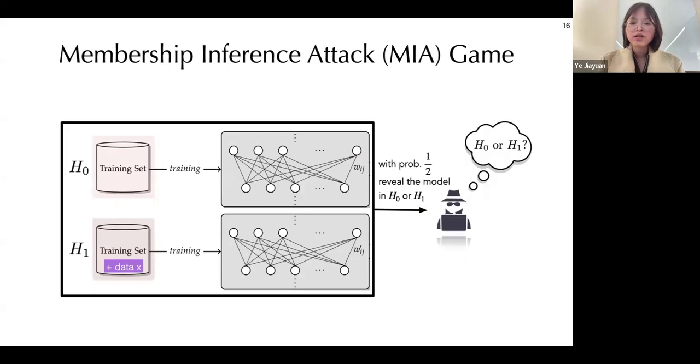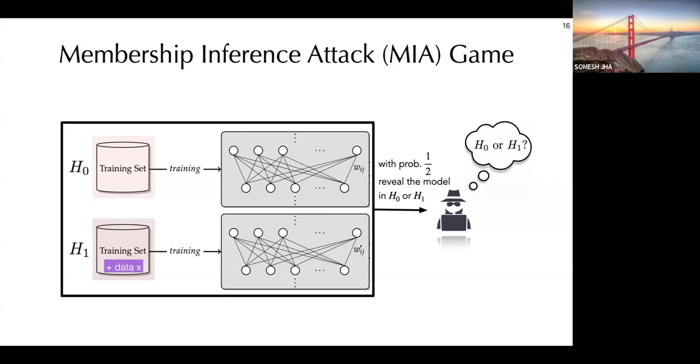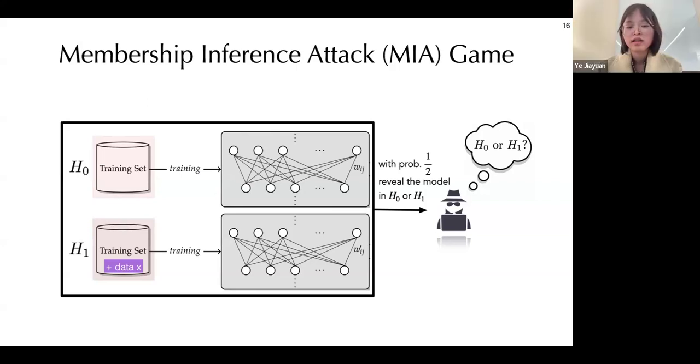To measure the success, first you need to define an evaluation setting, a kind of game over which the membership inference attack is performed. So in this membership inference game, typically there are two worlds. In the first world, the model is trained on a training data set not containing a target data point, while in the second world, the model is trained on a data set containing this record.